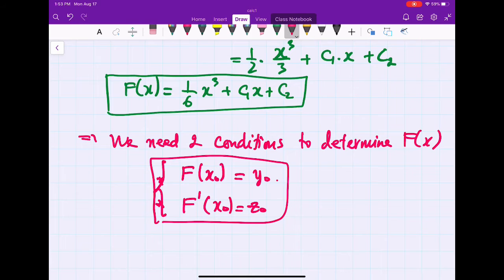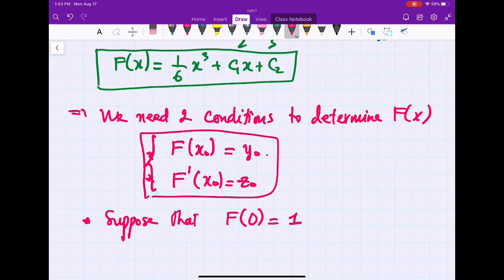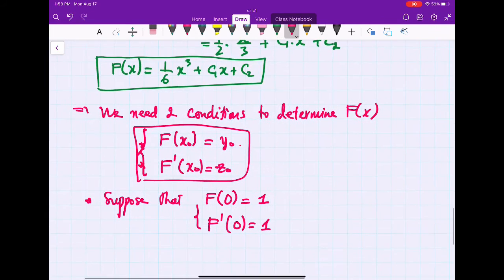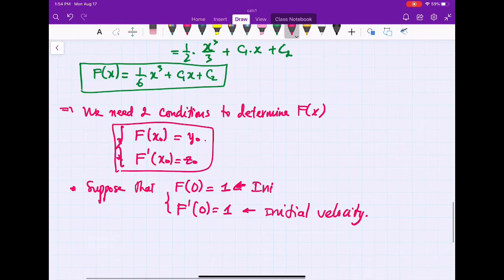Agree? Suppose that, let's continue this problem, right? And suppose that f at x0 equal to 0 is equal to, let's say, 1, and f derivative at 0 is equal to, let's say, 1. So that means the initial position of the object is 1 when the time equals 0, and the initial velocity, you see this? This is the initial velocity, right? If we look at this from the point of view of application. So that is the initial position.